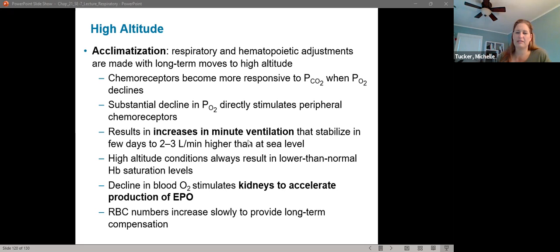We do get that increase in minute ventilation to try and increase oxygen saturation, and then the kidneys.